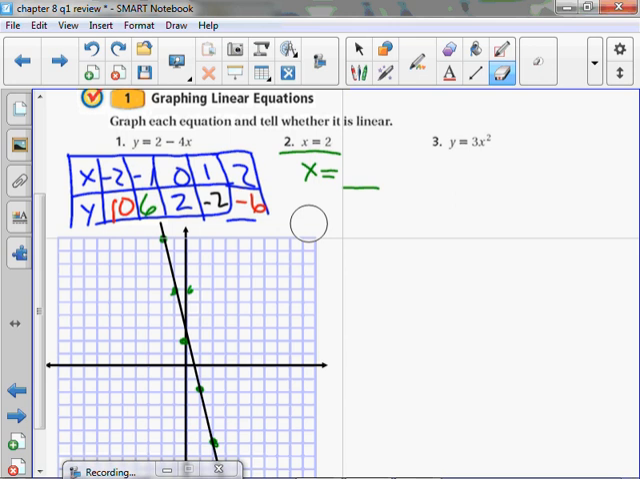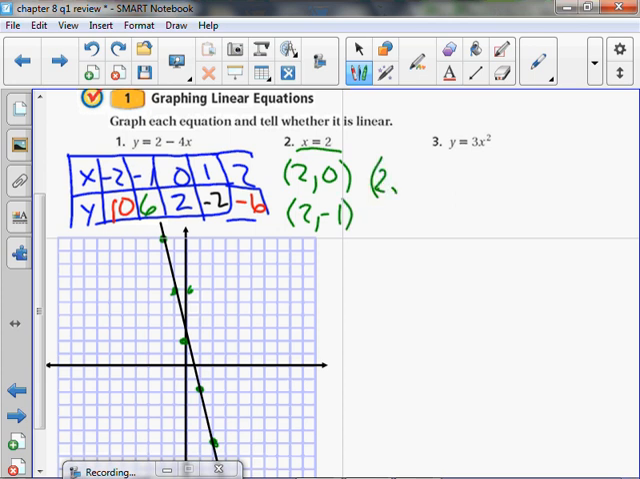All we have to do is think of points where x is 2, because that's my only rule. X has to be 2. So one point is 2, comma 0. See, x is 2, y is 0. It doesn't matter what y is as long as x is 2. I'm going to pick another one: 2, comma negative 1. 2, comma 8. 2, comma, let's say, negative 7. There's a bunch of points where x is 2.